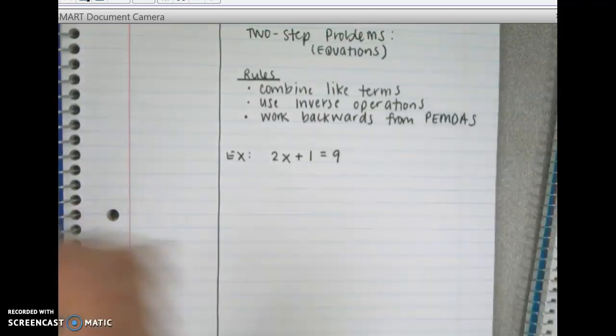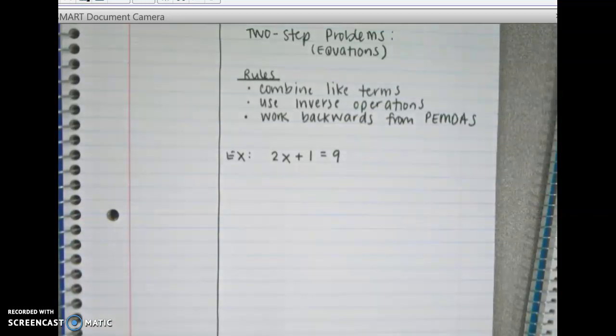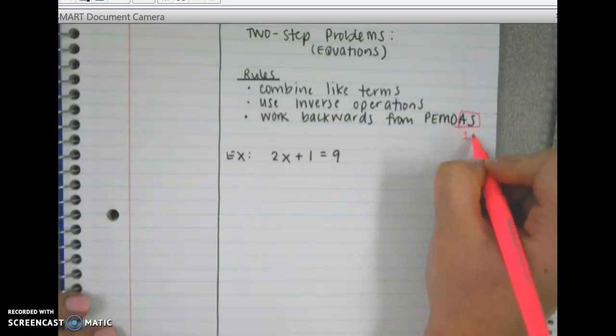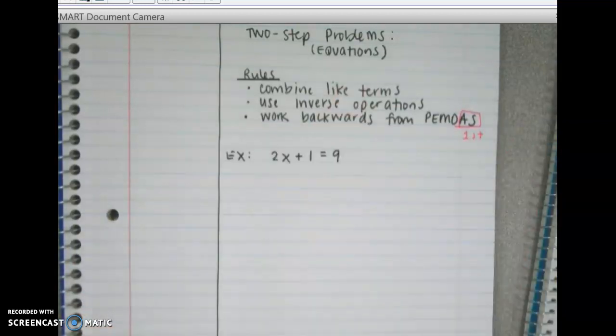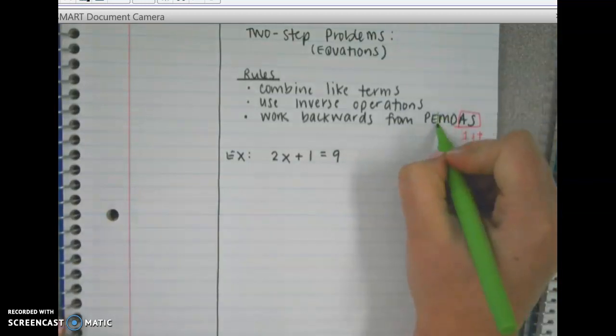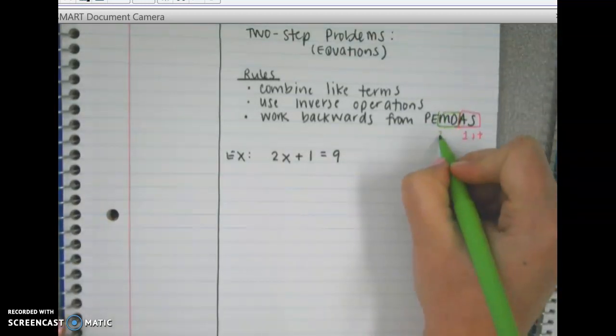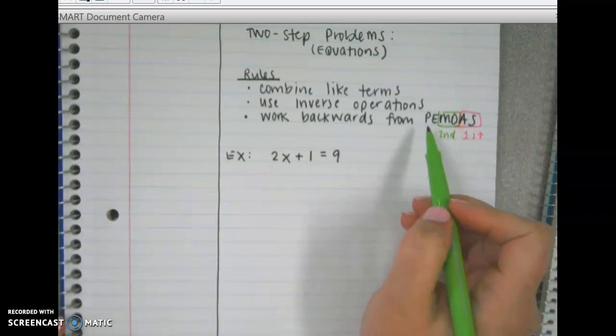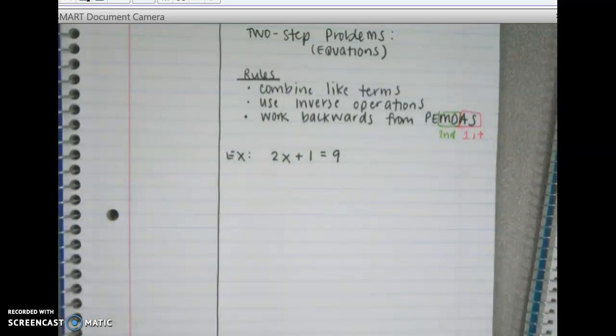So if we see any addition or subtraction, we're going to do that first. If we see any multiplication or division, kind of second, and then an exponent would be third. Parentheses would be fourth, kind of in that order.